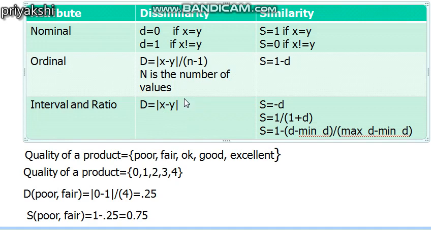In cases such as this, the dissimilarity typically ranges from the value 0 to infinity, rather than 0 to 1. The similarity of interval and ratio scale attributes is typically expressed by transforming a similarity to dissimilarity. So this is how you calculate the similarity and dissimilarity measure between nominal, ordinal, and interval and ratio scale values.